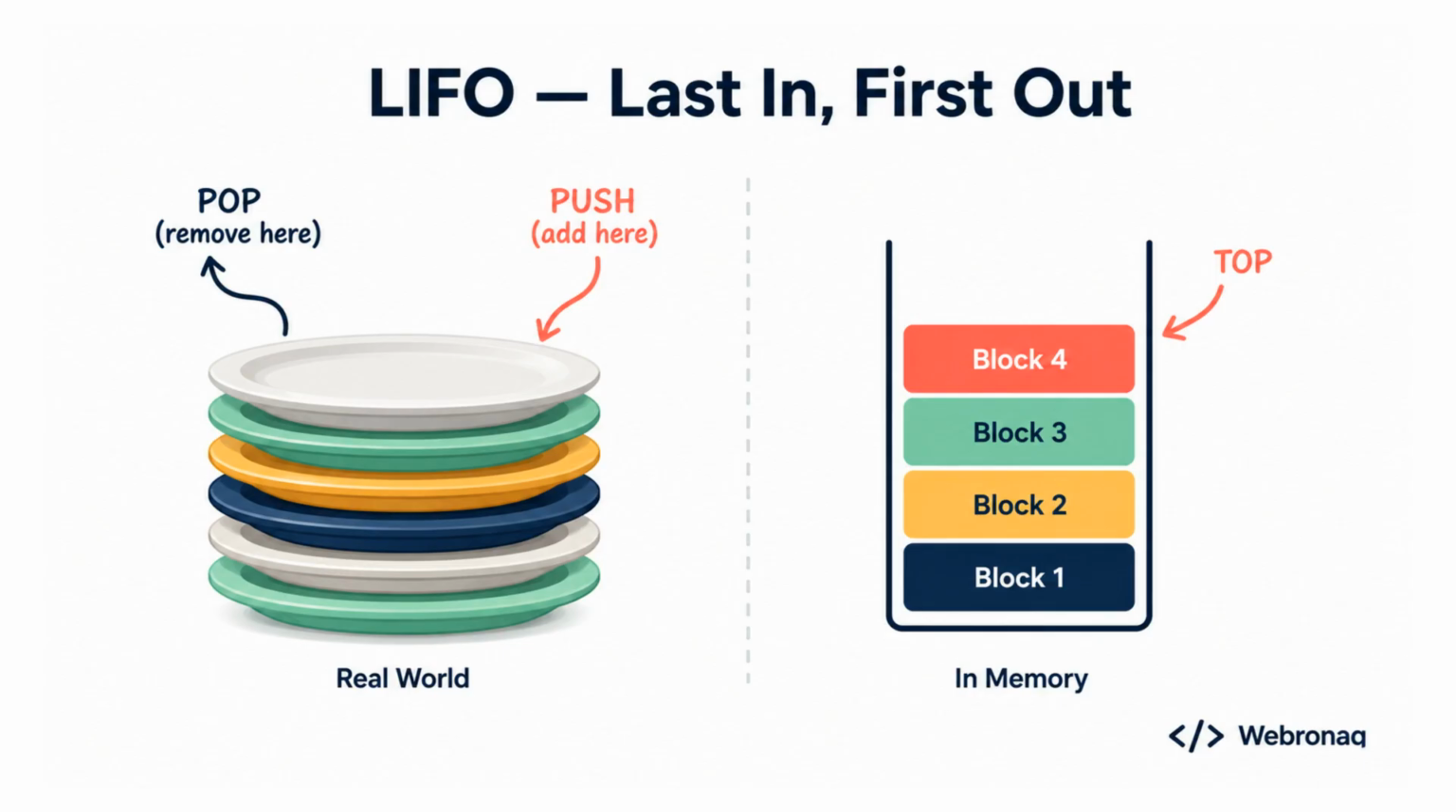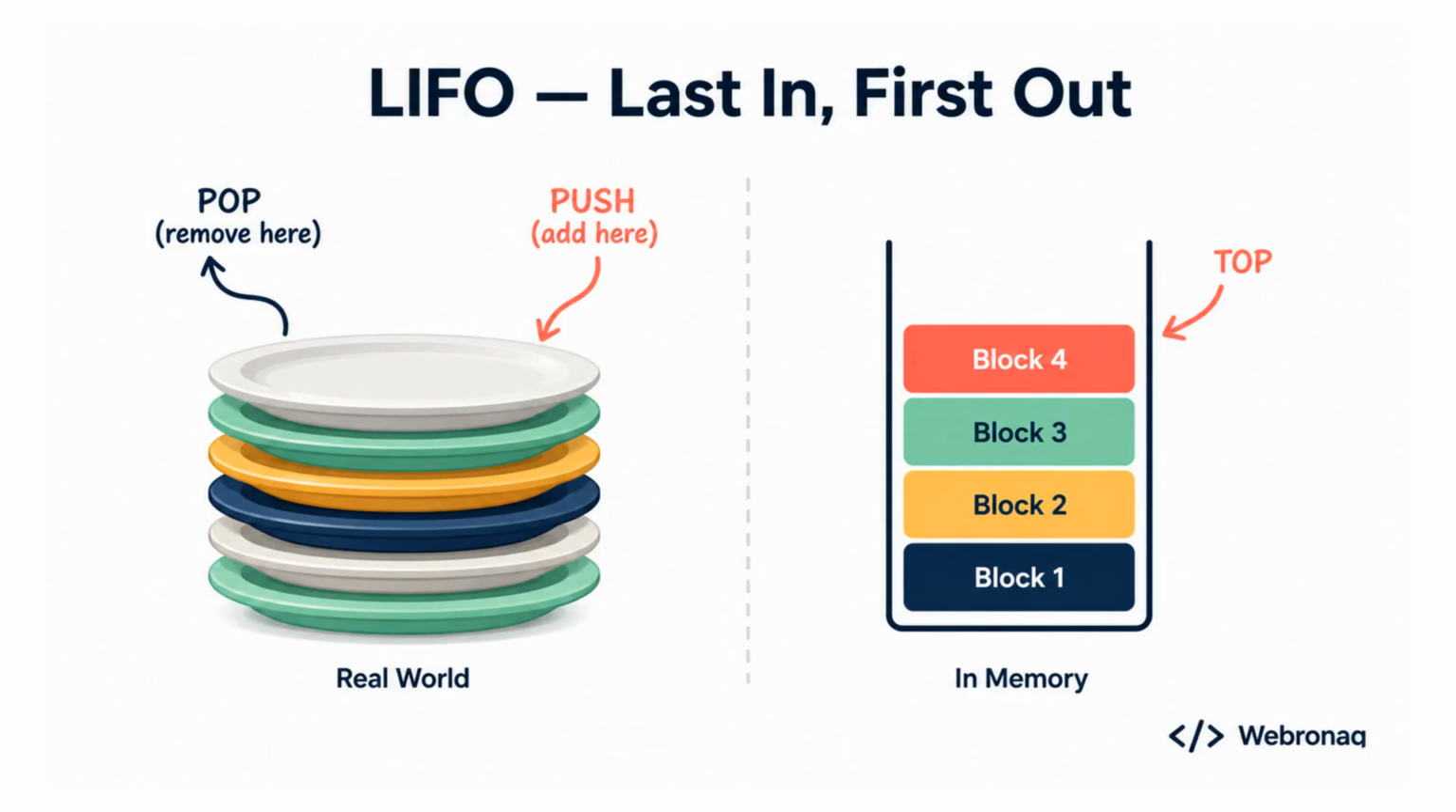of plates. When you wash a plate, where do you put it? Right on top of the stack. And when someone needs a plate, which one do they grab? Also from the top. The plate you put down last is the one that comes off first. That's it. That's LIFO, last in, first out.